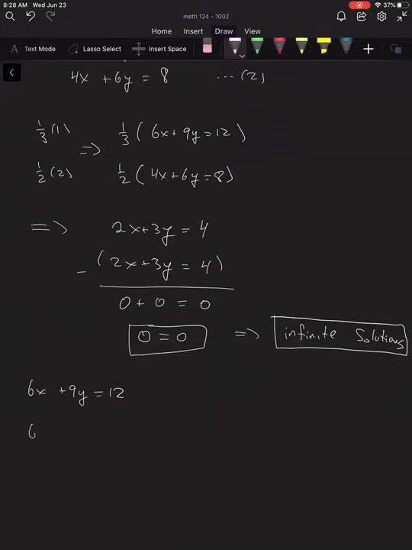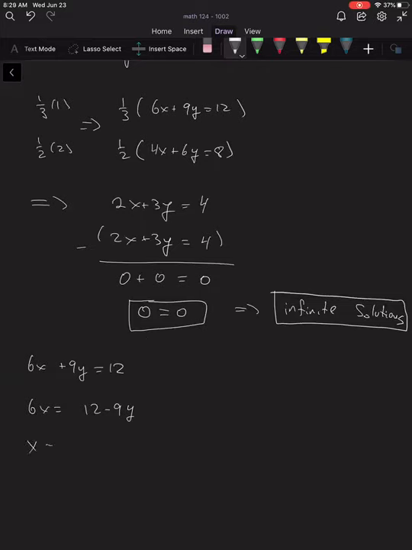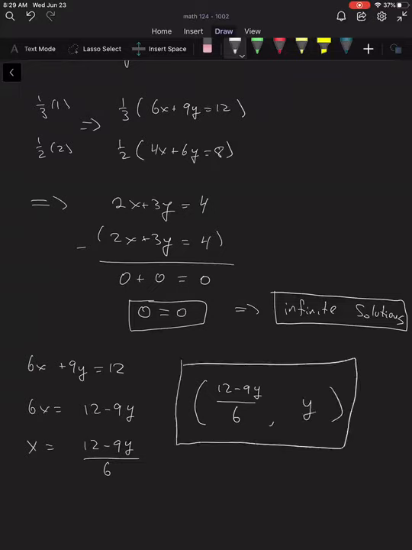So if we solve for x, we're going to get 6x is equal to 12 minus 9y. Then we divide the 6 over to the right-hand side, so x is equal to 12 minus 9y over 6. So what this tells us is that whatever y is, x has to be this. So all of our solutions look like this: x is going to be 12 minus 9y divided by 6, and y can be whatever it wants to be. So this is one way to represent the solution. All we did here is solve for x and we get this answer.